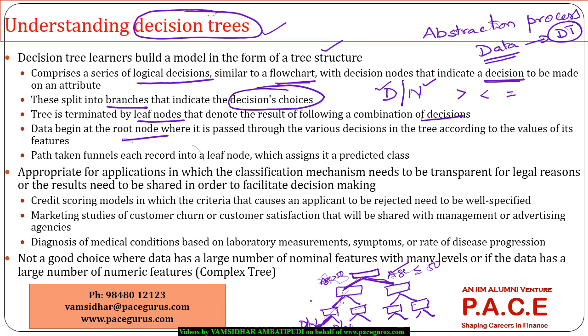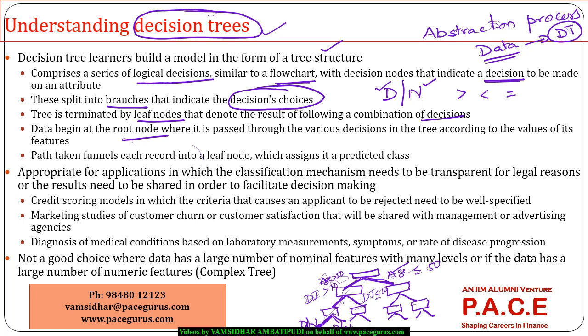Let's say the debt to income ratio is greater than 10, and this is less than or equal to 10. So if it is greater than 10, it will come here, less than or equal to 10, it will come here. So something like this, the whole breakdown will keep going.